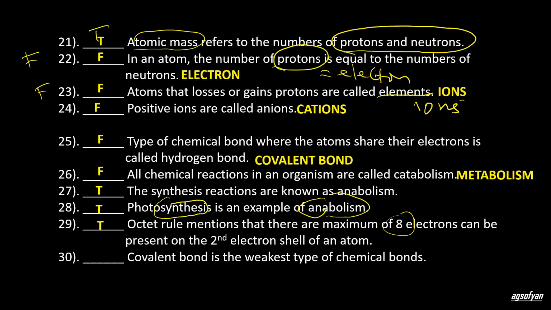Last one. Covalent bond is the weakest type of chemical bond. No, okay, covalent bond is the strongest type of chemical bond. The weakest one is called the hydrogen bond. So it should be false. Okay, it should be the strongest type of chemical bonds.